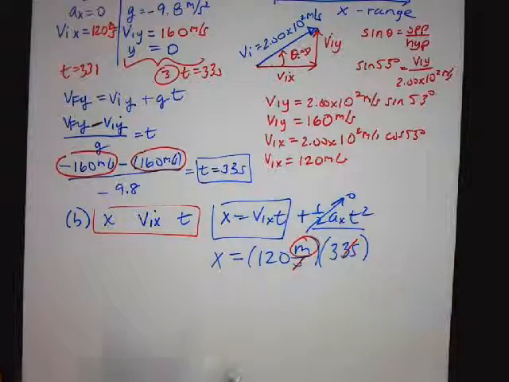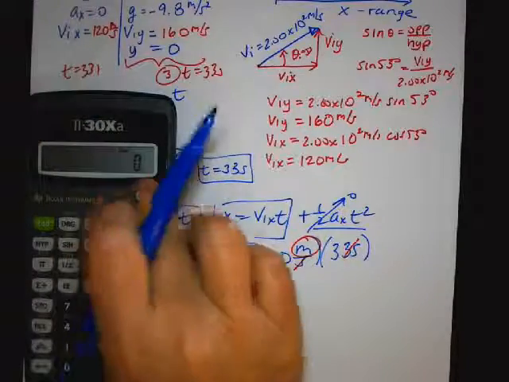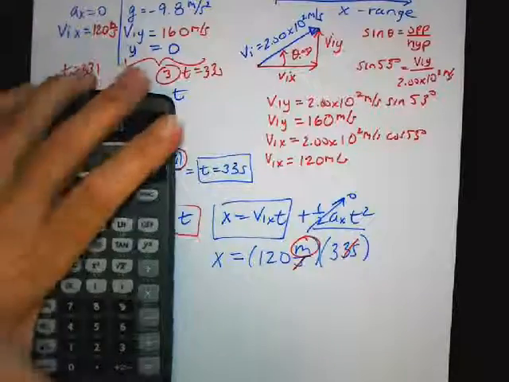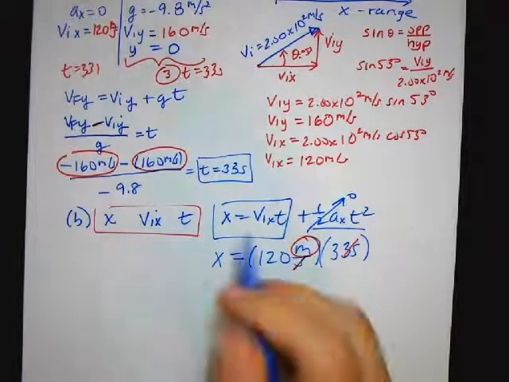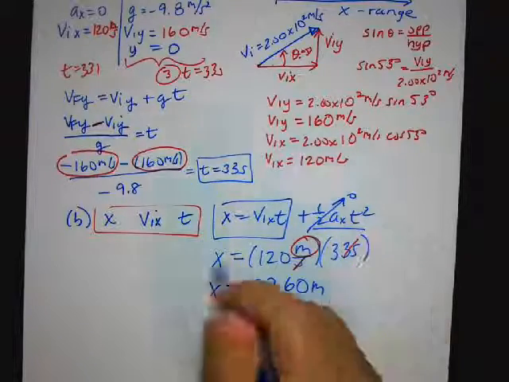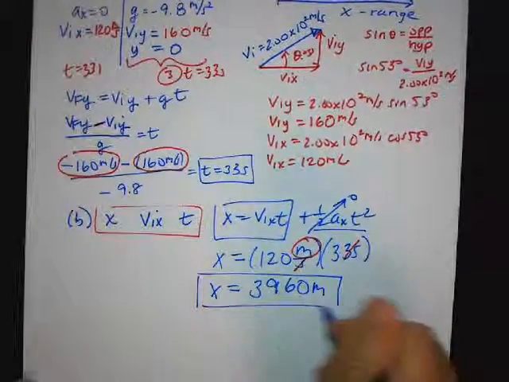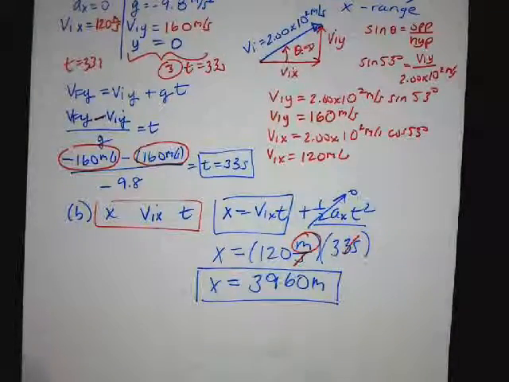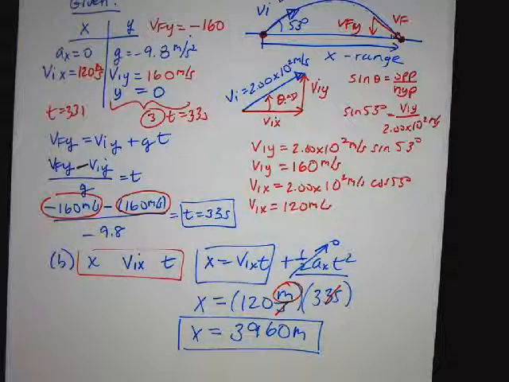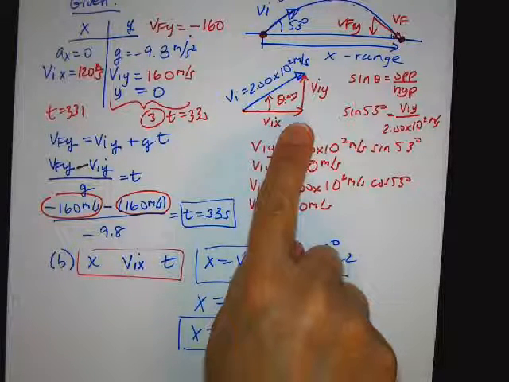And then 120 times 33 is equal to 3960. So x is equal to 3960 meters. And that's it. So even though they didn't give me the horizontal and vertical components of the initial velocity, wasn't it really easy just to find them myself? To find VIX and VIY?